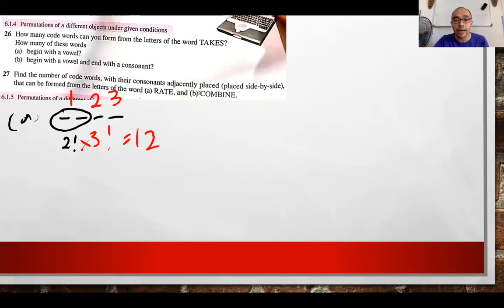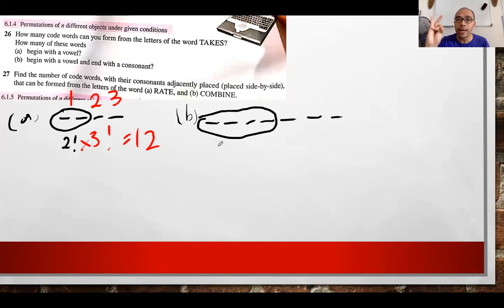So combined, there are 1, 2, 3, 4, 5, 6, 7. COMBINE. Okay, so there's 7 altogether. And out of the 7, CMBN. Okay, CMBN is the consonants. So all these 4 have to be together.